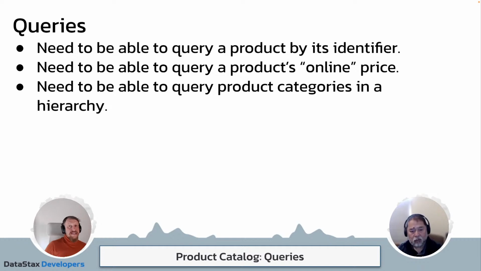Then we need to understand access patterns. So how exactly this data will be accessed. And we know what we need to be able to query product by its identifier. We need to be able to query a product online price because price may change over time. We need to be able to query product category in a hierarchy. That's our queries we are going to do.